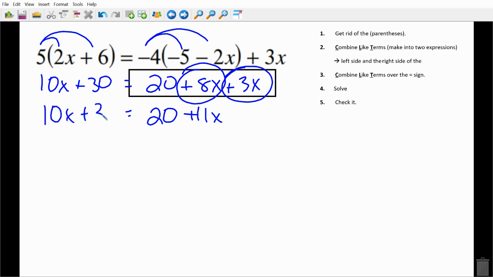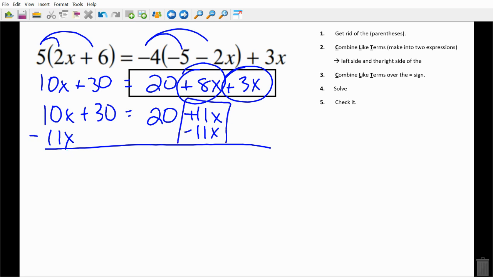10x plus 30. We can't combine those, so we just recopy them. Again, we want to be creatures of habit. So we're going to take this and move the negative 11x to the other side. We have a choice. Do we do it to the 10x or the 30? Good. The x terms, because they're like terms. Now we get negative x plus 30 equals 20. This got a 0.